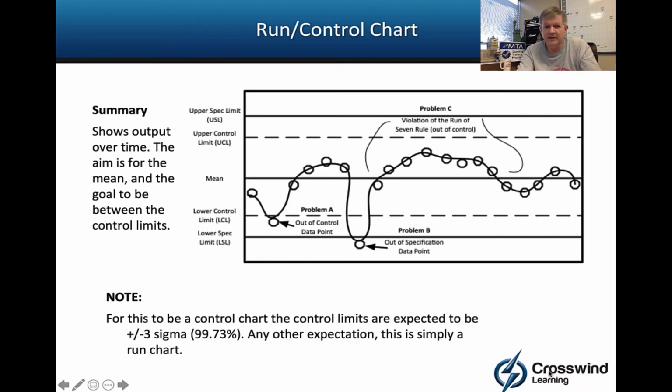Well, I'm a business owner. If that's the case, I want to punch a hole in the ceiling of this chart, and I want it to go through that upper spec limit. Now, that's not quite the spirit of how this is intended. Think about it like this.